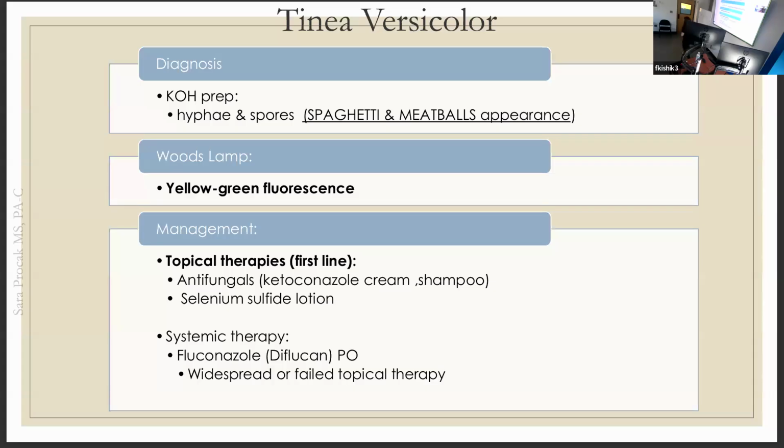So in a KOH prep, you're going to look for that spaghetti and meatballs pattern. With a Wood's lamp, it's going to fluoresce yellow. Ignore the green part here, guys. You really should know that it's yellow, even though it's yellow-green. Just yellow. Okay, I don't want to confuse you guys.